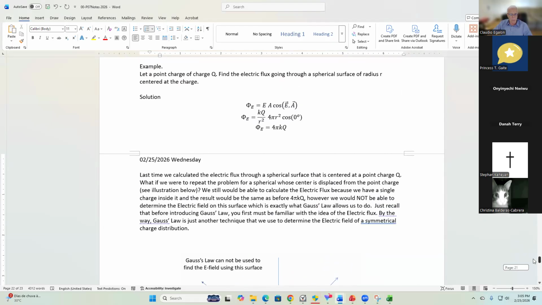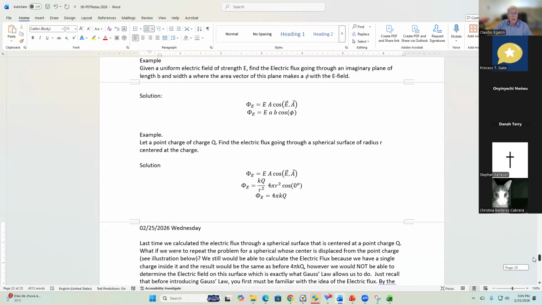The first thing I want to tell you about, and that's good for those who arrived a little bit late, is the electric flux. That's the equation for the electric flux: the electric field times the area vector times the cosine of the angle between the electric field and the area vector. That's the very definition of electric flux. We are going to use this idea in one of the laws of electricity called Gauss's law.